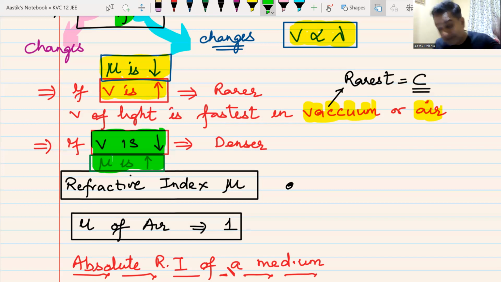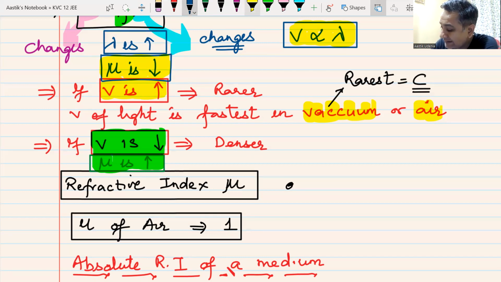The third is I can write the same thing in terms of not V or mu, but in terms of lambda. Yes or no? What will be the lambda in a rarer medium, my dear friend? More or less? More, sir. So you can write it here. Lambda is more. And still we are talking about the same thing.